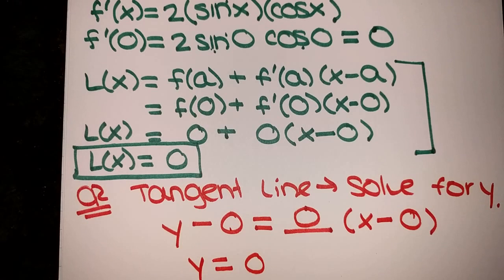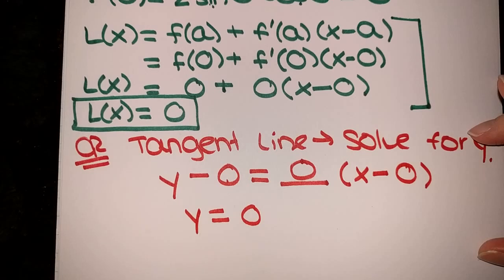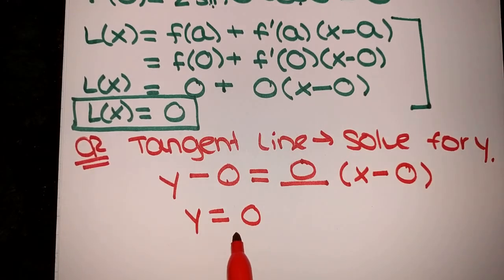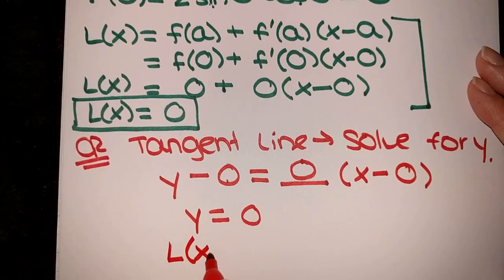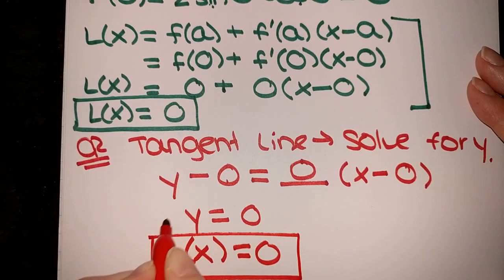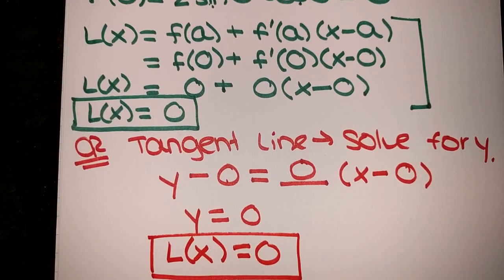And the thing to remember is that if you do go through the tangent line solving for y, you do not want to write the final answer as y is equal to 0. You're talking about a linearization, so you have to communicate that, and you have to say that y is equal to L of x. So you do need to make that last step and actually refer to the y variable as your L of x equals 0.